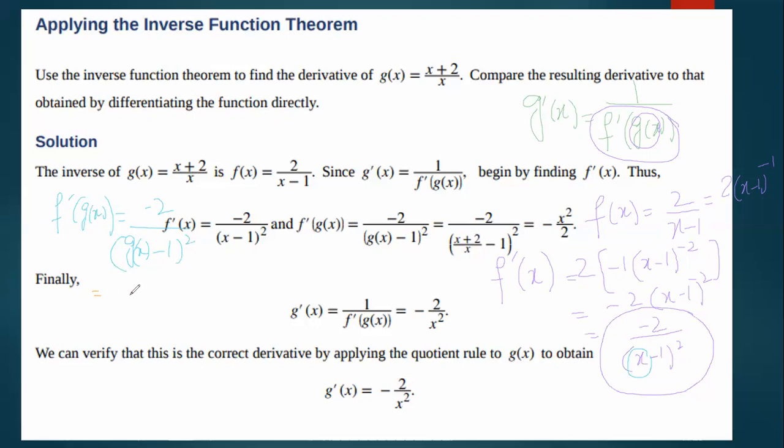So it will be what? -2 divided by the value of g of x. The g of x value given is (x plus 2 divided by 2 minus 1) whole square. So it will be -2 divided by (2x plus 2 minus 2) whole square.